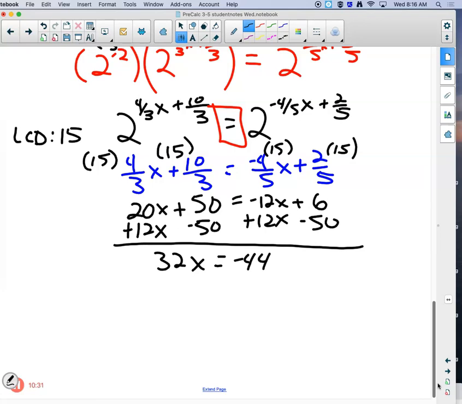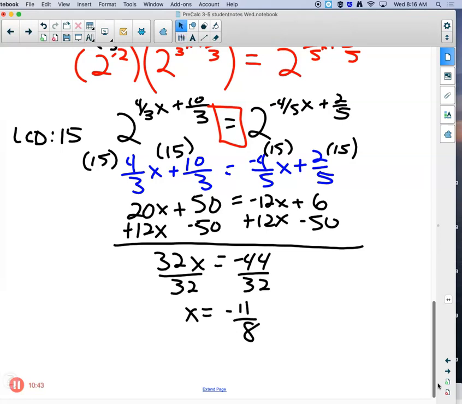So 32x equals negative 44. We divide both sides by 32, and do a little reducing because 4 will go into both of those. Phew. I love this problem.